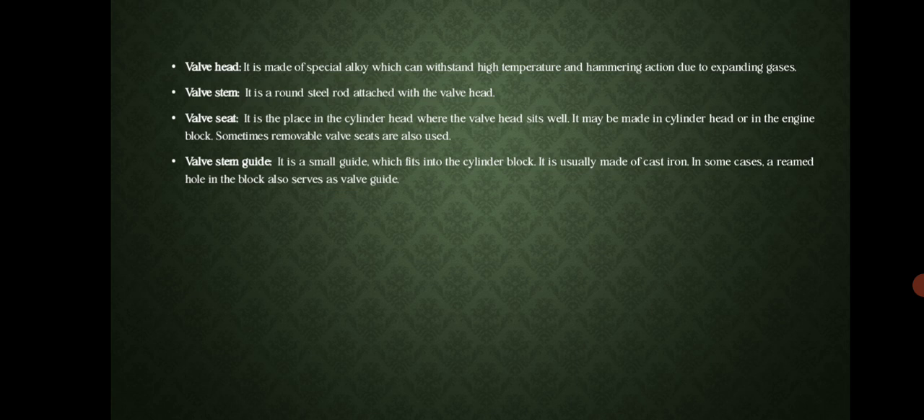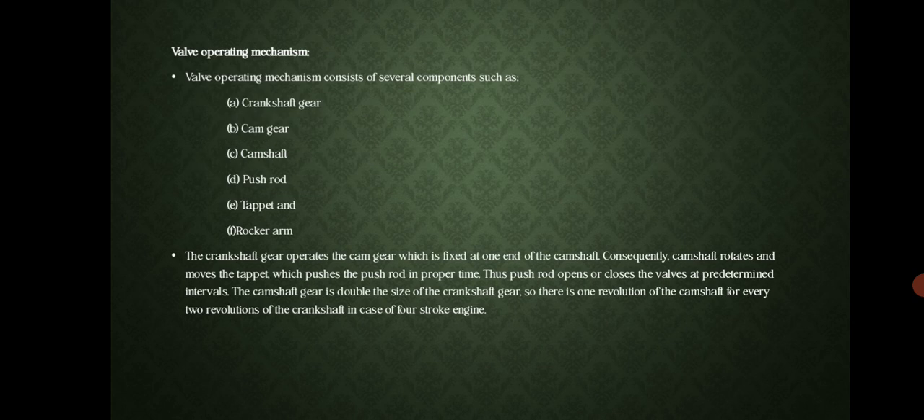Valve stem guide. It is a small guide which fits into the cylinder block. It is usually made up of cast iron. In some cases, a reamed hole in the block also serves as the valve guide. Valve operating mechanism. The valve operating mechanism consists of several components such as crankshaft, gear, camshaft, push rod, tappet, and rocker arm.